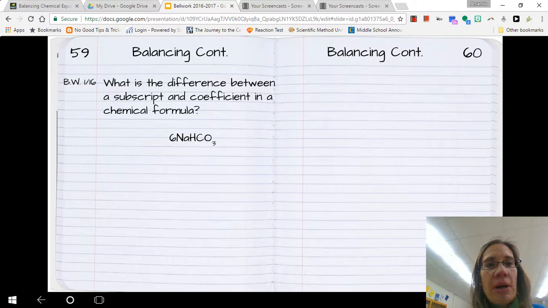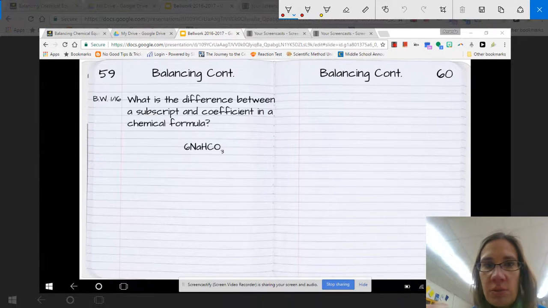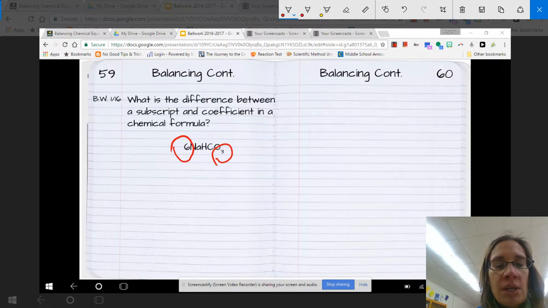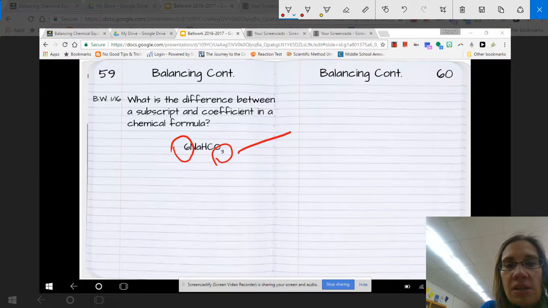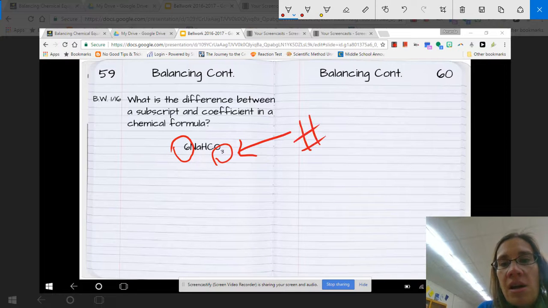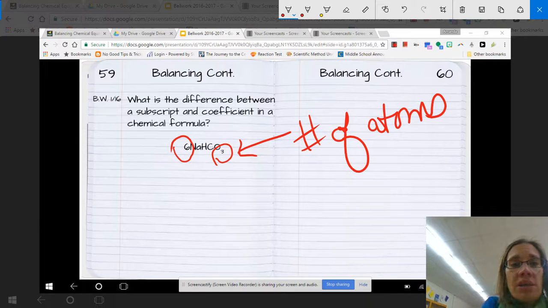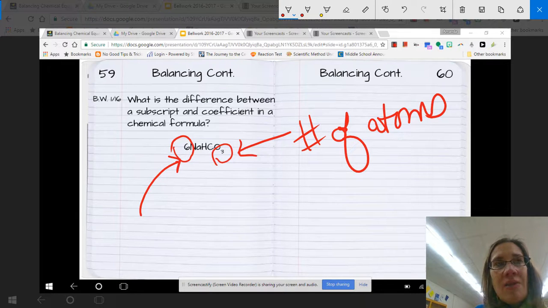So let's start with the bell work because I just want to refresh our memories from last week. What is the difference between a subscript and a coefficient in a chemical formula? We've got two numbers here, this big number and this small number. Remember, the small number is the subscript, and it tells us the number of atoms. Whereas the coefficient, that's something new that we just started using on Friday. That tells us how many of a molecule we have.